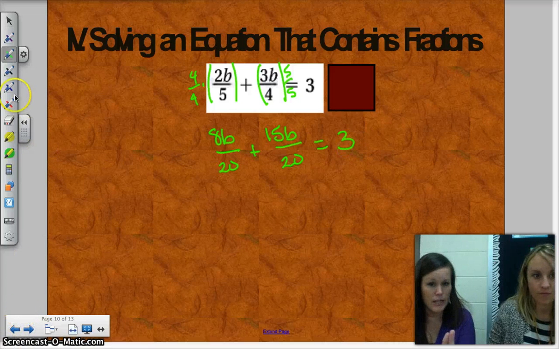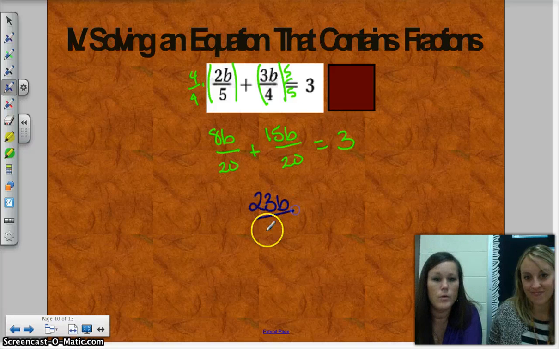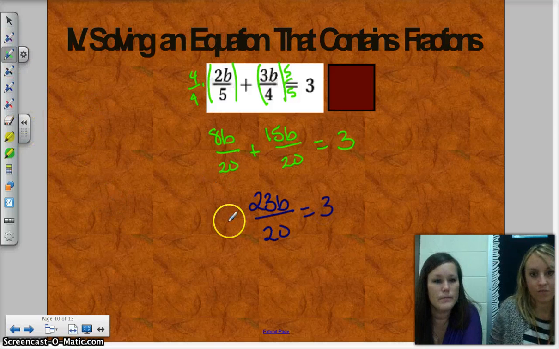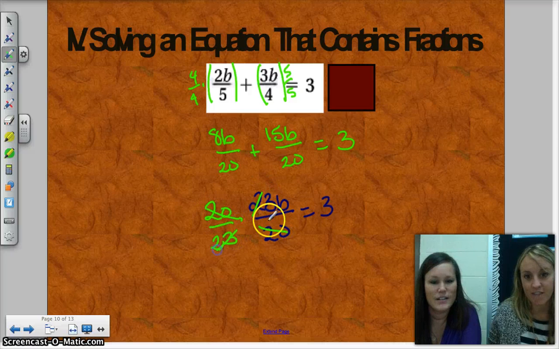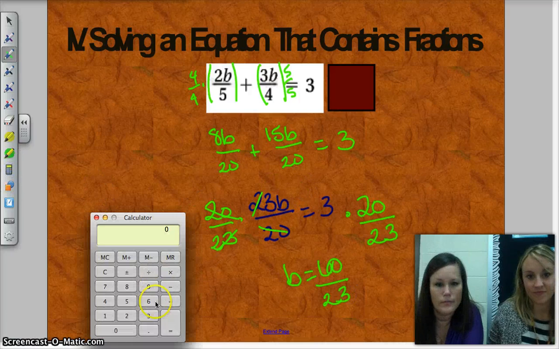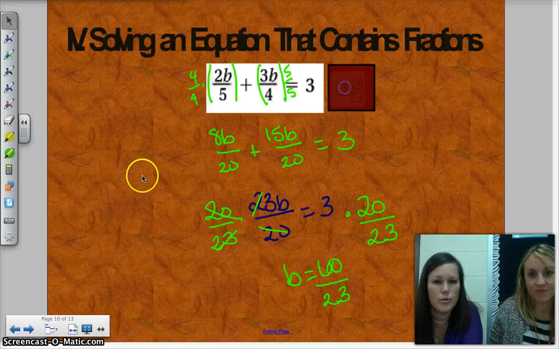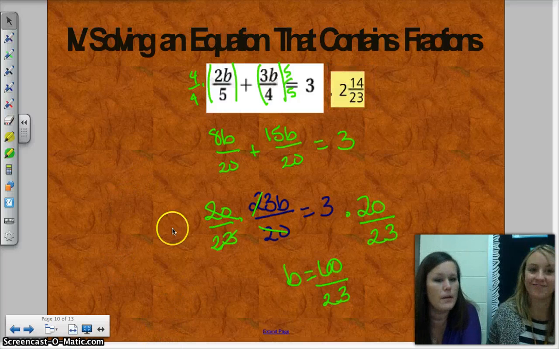8b plus 15b is, what is that, 23? Equals 3. Multiply by the reciprocal. Just flip it. 20 over 23 goes in there, other side. So b equals 60 over 23. Divide it out. 60 divided by 23 equals 2.6. So we'll say approximately 2.61, or write it as a fraction. There you go. All right, let's pause it and we'll finish it later.